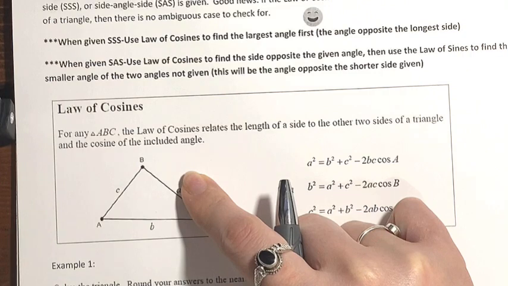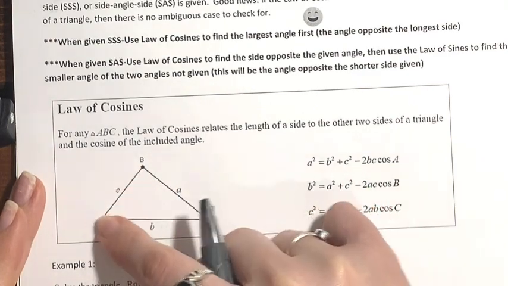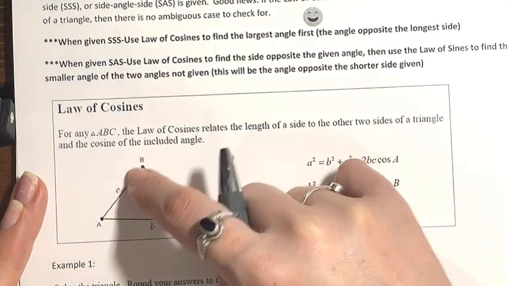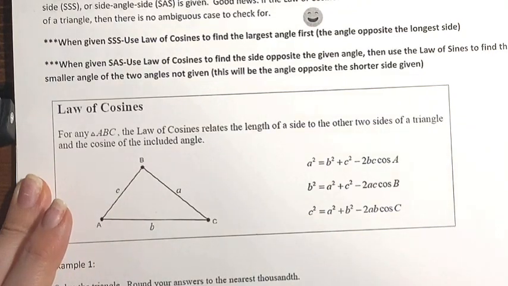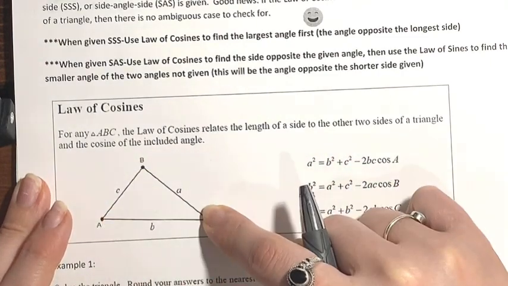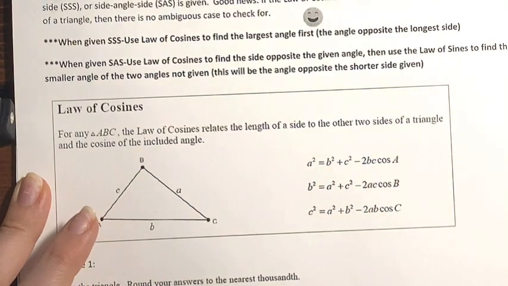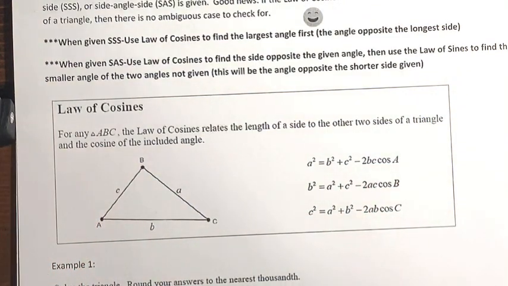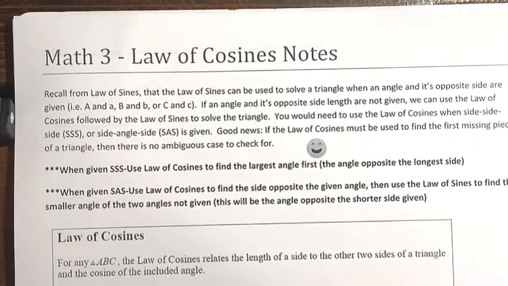So that's where law of cosines will come in. Triangles where this will happen are going to be your side, side, side triangles, where you're given 3 sides but no angles. We wouldn't be able to use law of sines on those, so we use law of cosines. Or a side angle side, where we have a side, one angle, and then the next side. Again, we don't have a pair of an angle on its opposite side to do law of sines. So that's where law of cosines comes in.